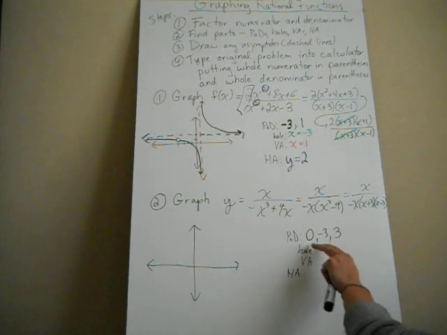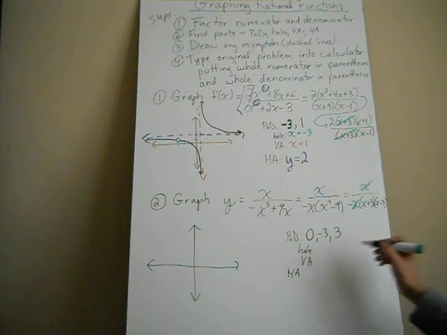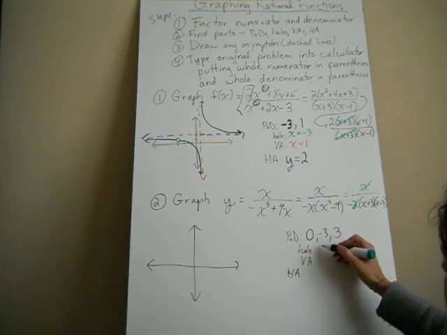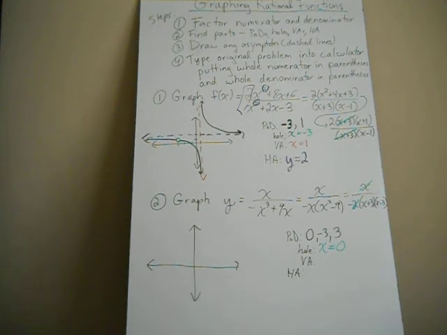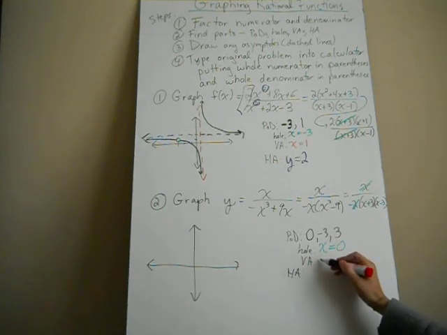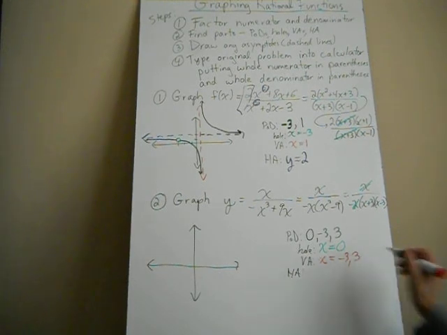Now that we have those established, those 3 are either holes or vertical asymptotes. Our holes are anything that cancels. So since the x, I did the green. Alright, so since this x can cancel with that x there, that means we have a hole at x equals 0. And our vertical asymptotes are the ones that don't cancel. So that means we have vertical asymptotes at x equals negative 3 and 3.